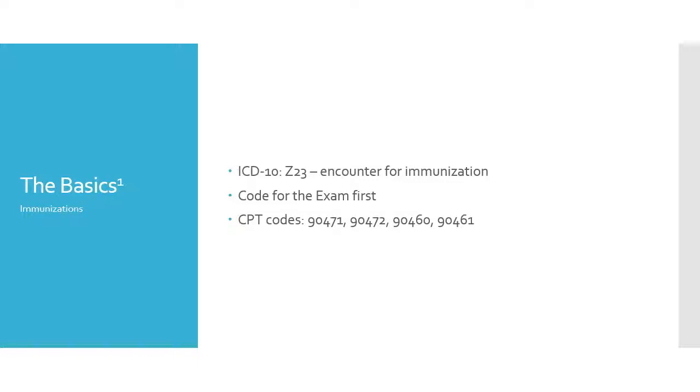Coding for vaccines. When coding for vaccinations, you simply report the ICD-10 code Z23. Z23 is the ICD-10 code for encounter for immunization. This covers every vaccine, no matter how many vaccines were given or what the vaccine was. Now, you also have to assign the CPT code for giving the vaccine plus the specific vaccine that you gave.